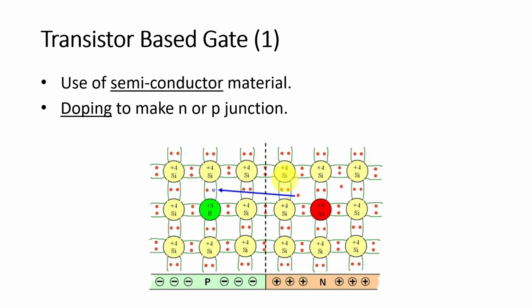But we can make N junctions and P junctions using something called doping. Doping is introducing foreign materials to the semiconductor material. For example, if you take silicon as the semiconductor material and introduce boron into the structure or the lattice, boron has fewer electrons than silicon. Therefore, it creates a positive layer because there is a lack of electrons when you introduce boron into the silicon. So that can act like a P-type layer.